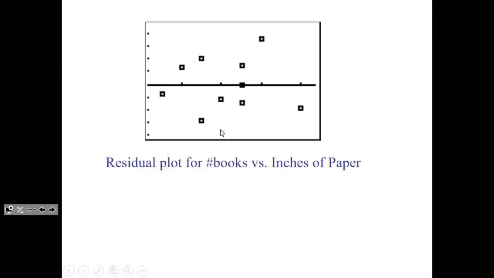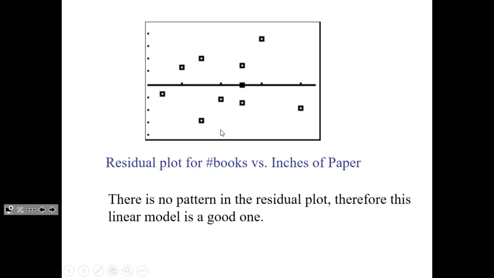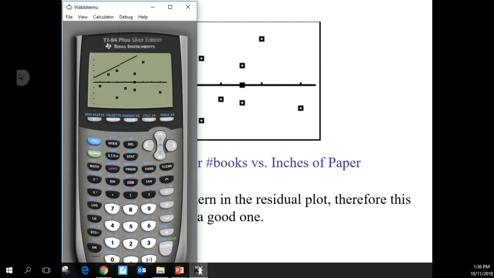Okay. Like I said, this is what it would look like. There's no pattern in it, so the linear model was a good fit. That's all we need to see. We saw residuals. There's no pattern in the residuals. Linear model was a good fit. Now, let's go back into that. I want us to actually see the scatter plot with the line of best fit. So let's go back in a second.